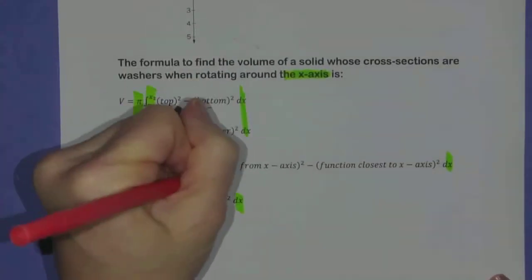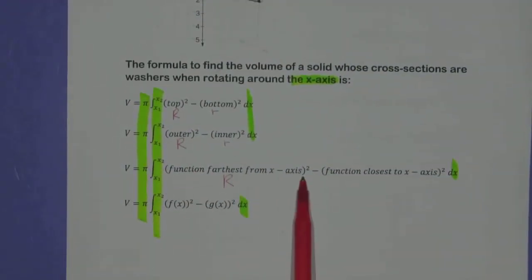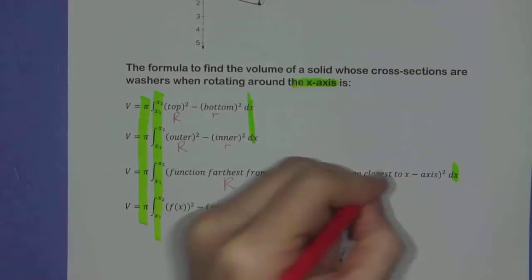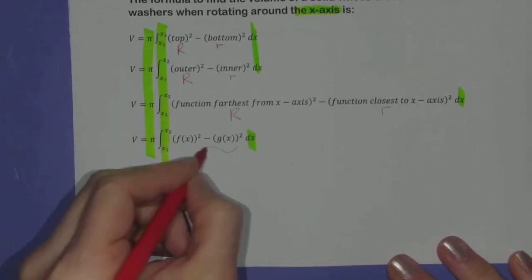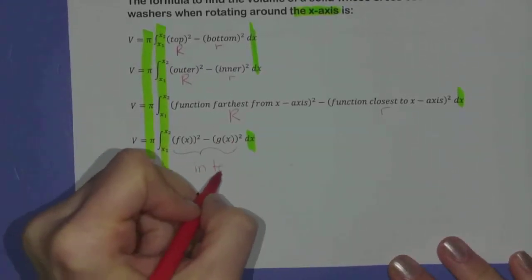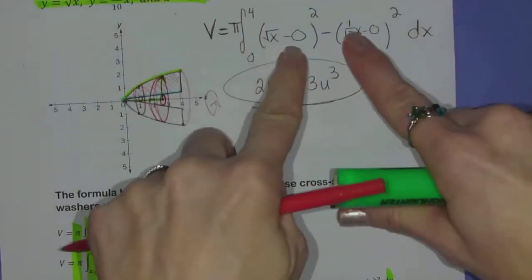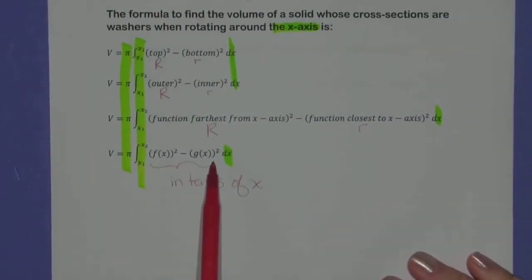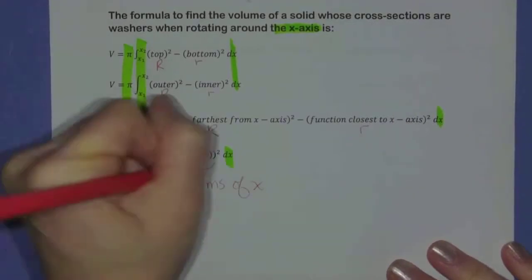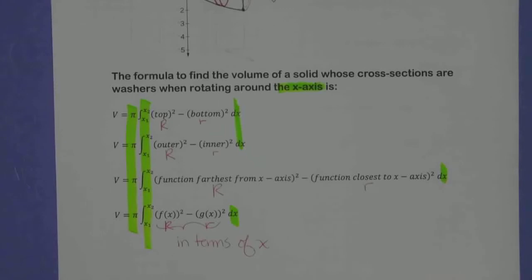You could also think of big R as being the function that's farthest from the x-axis minus the function closest to the x-axis. And then the last way I represented it, just to show you, must be in terms of x here, like we were here, in terms of x, you could call it f of x squared minus g of x squared. But again, all of these are representative of capital R and little r on your washer.